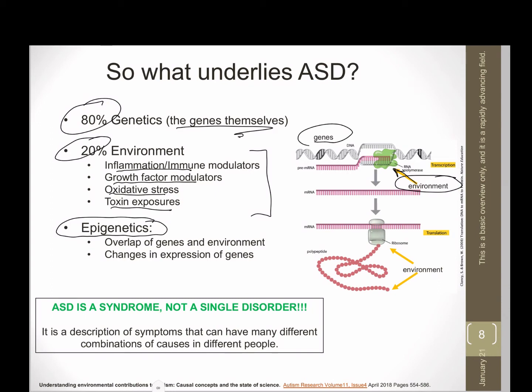And so if you have a combination of genetic risk, here that 80% effect, plus you have some effect of environmental risk impacting that genetic expression, that's going to be an important part of neurodevelopmental changes underlying ASD. And again, this is a syndrome, and it can have different combinations of causes in different people. So these genetic and environmental components can come in different combinations.